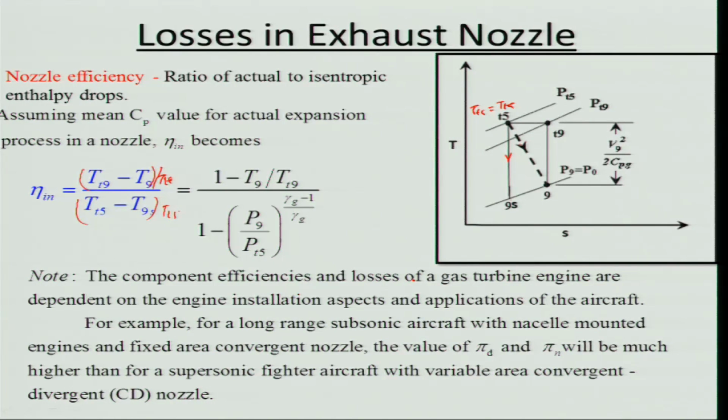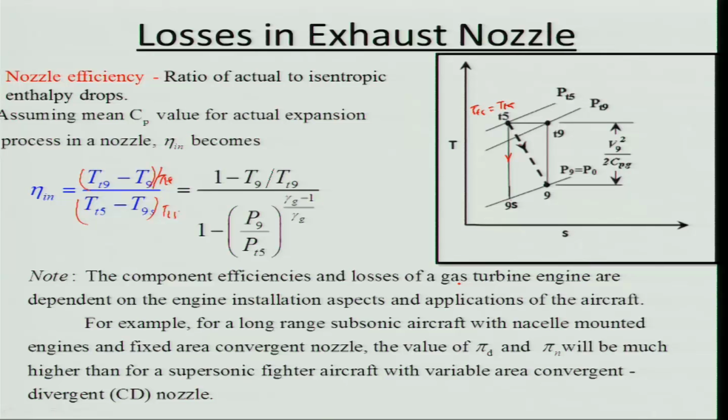The component efficiencies and losses of a gas turbine depend on the engine installation aspects and applications of the aircraft, because different installations of the engine will have different efficiencies. For example, in a fighter aircraft you install the engine adjacent to the fuselage, as a part of the fuselage, whereas in other places it is like a pod hanging from the wing. In some cases you may put it on the back side of the fuselage. So, therefore, it will have different efficiencies and factors.